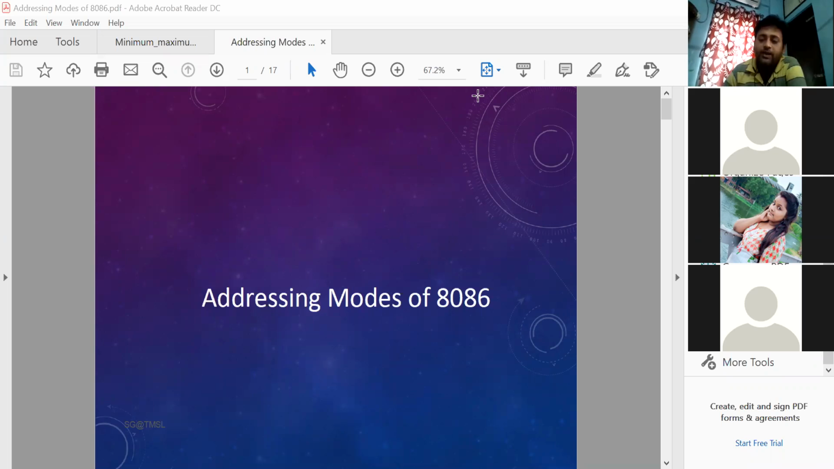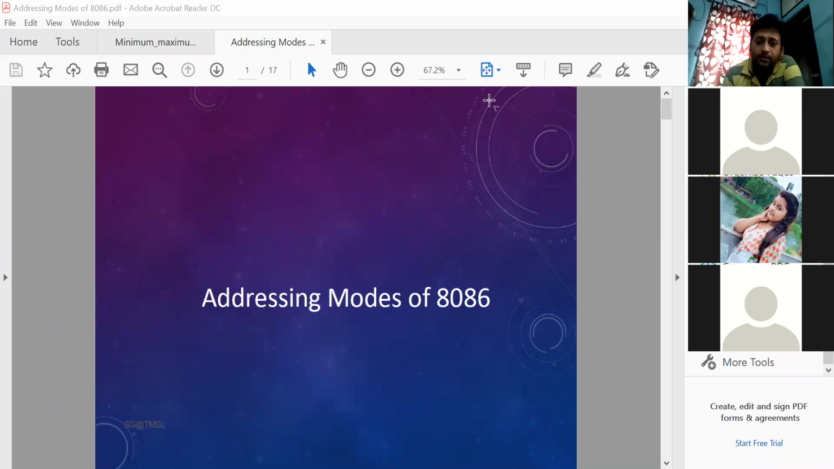Now, there are various ways to locate the data. One data can be stored in a register, one can be fetched from memory, or one can be transferred to the microprocessor from the external side. So there are various ways to locate the data bytes, and these ways are called addressing modes. Different modes are there to address the data.